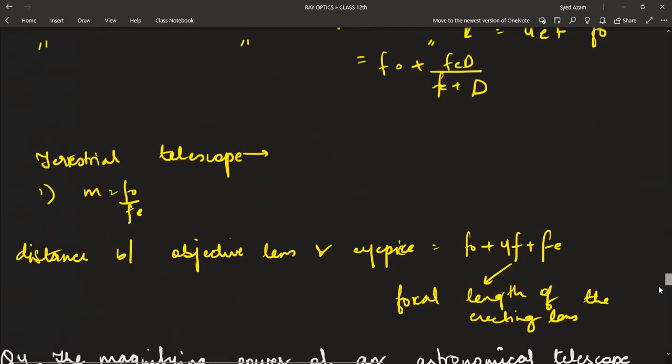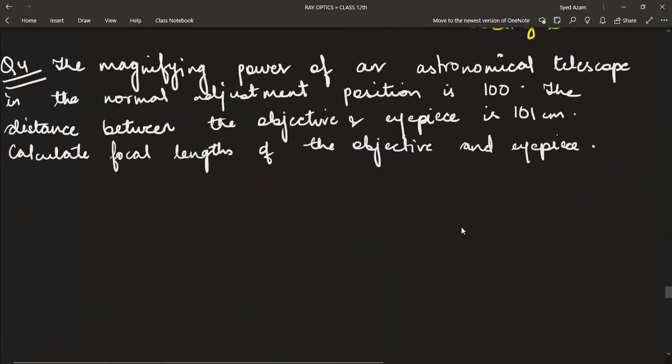Now, this is the question. Please try this first: magnification power of astronomical telescope? Okay, just wait. There was one more question. Wait.